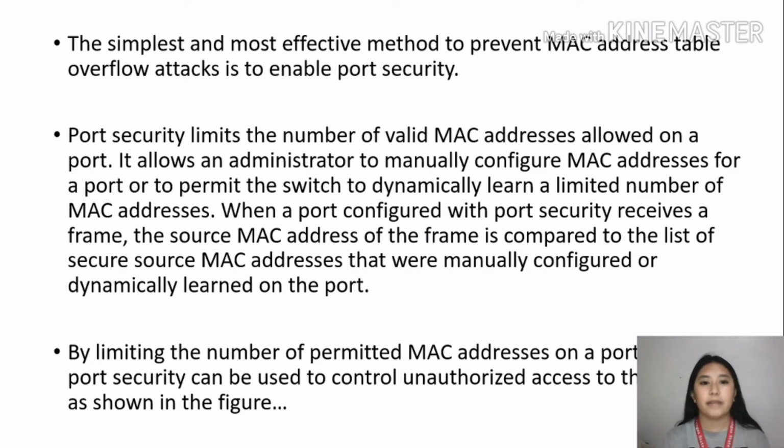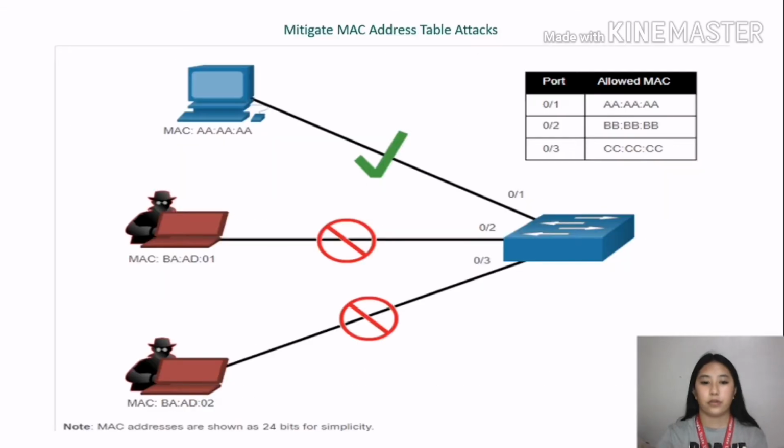Port security limits the number of valid MAC addresses allowed on a port. It allows an administrator to manually configure MAC addresses for a port or to permit the switch to dynamically learn a limited number of MAC addresses. When a port configured with port security receives a frame, the source MAC address of the frame is compared to the list of secure source MAC addresses that were manually configured or dynamically learned on the port. By limiting the number of permitted MAC addresses on a port to 1, port security can be used to control unauthorized access to the network, as shown in this figure.